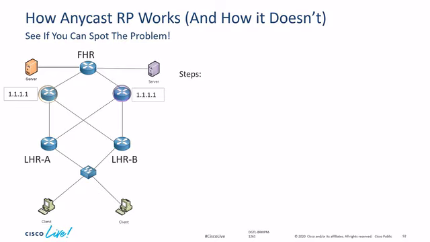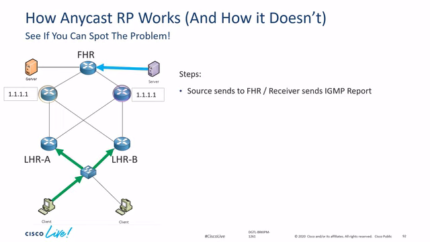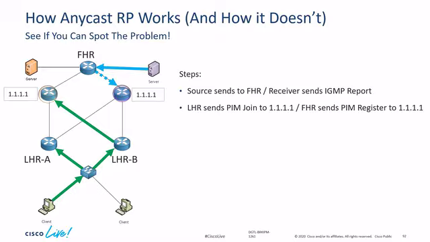Now, that's good and bad because it can cause a problem, and see if you can spot it. First, the source is going to send its multicast traffic to the first hop router. The first hop router is going to receive that multicast traffic and attempt to register it with its closest RP. It doesn't know there's two different routers with 1.1.1.1. It simply says, my configured rendezvous point is 1.1.1.1. I'm going to do a PIM register message to tell that RP that I have a source and a group for this particular group. And so it forwards it to its closest RP.